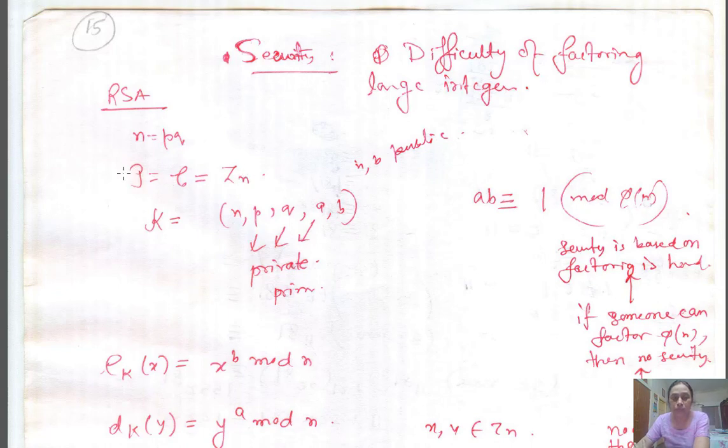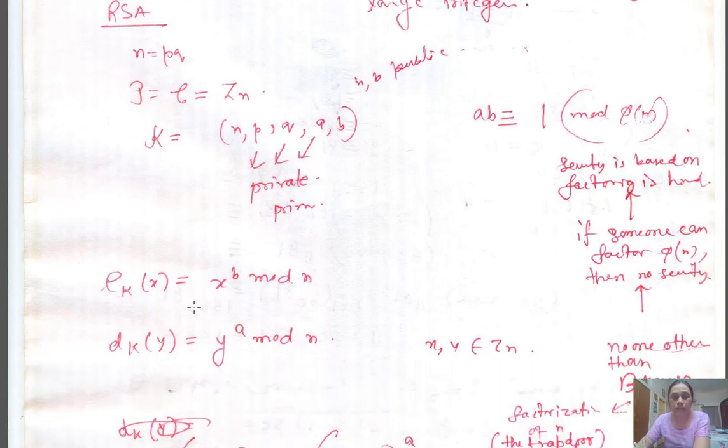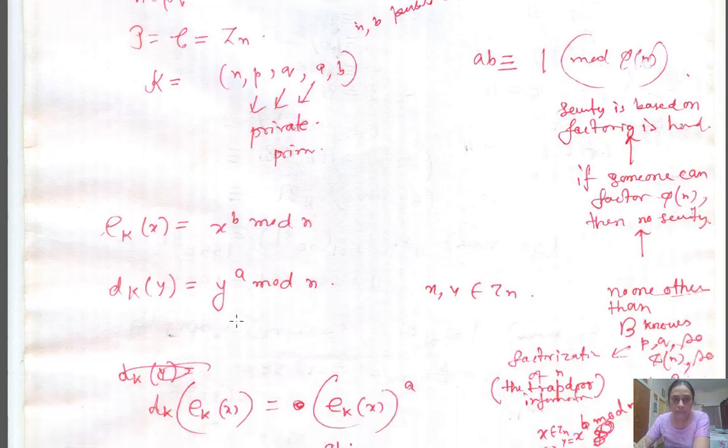For encryption, every plain text is raised to the power b modulo n, where b is the public key of the recipient. The decryption is the ciphertext raised to the power of the secret key a modulo n. This is the concept.